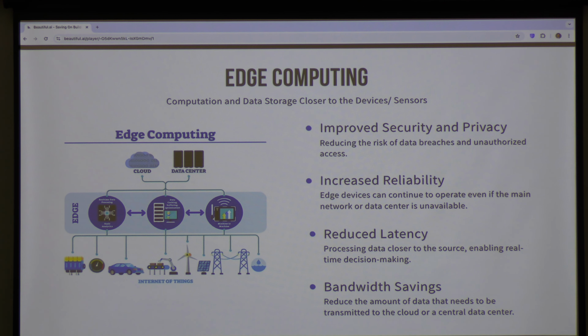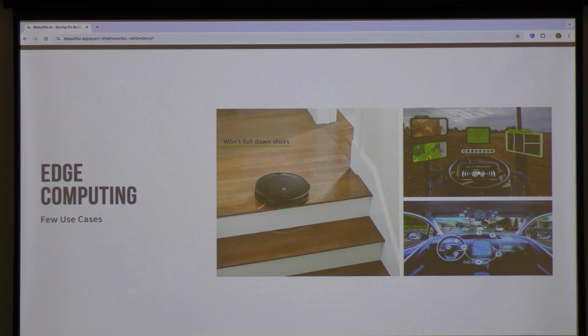Okay, other examples of use cases. Can you think of other examples of edge computing? I mean, these are some common use cases. Roombas, smart vacuums. Think about the Roomba. Roomba is a smart machine. It has multiple sensors. It can detect a fall. All of it is being done on the edge, on the device itself.